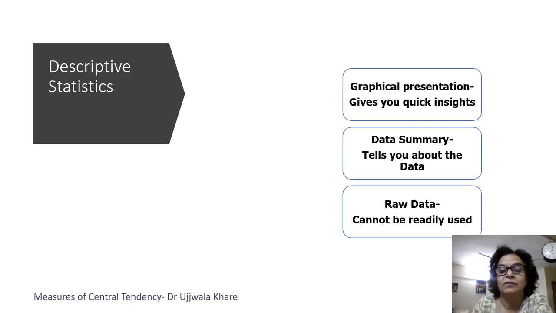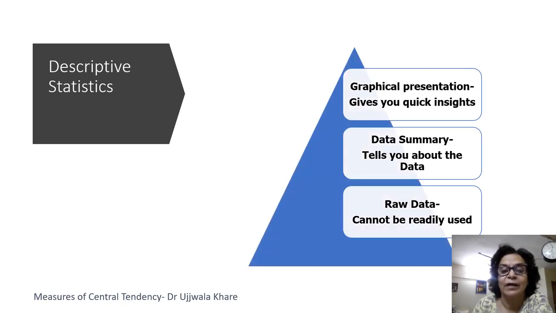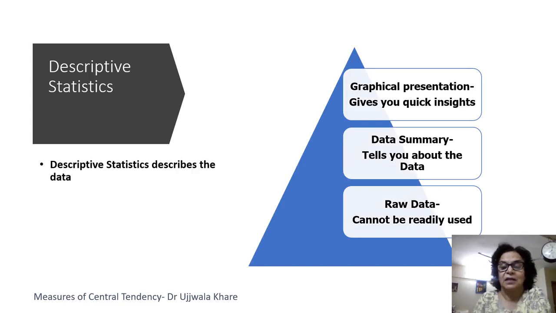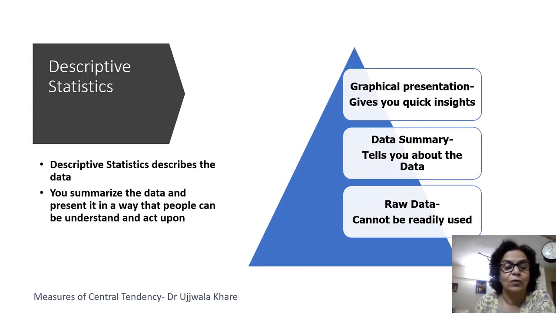And once you have certain graphical presentation like a bar chart or any other method, then it gives you a better explanation. So therefore descriptive statistics is describing the data and you can summarize the data and present it so that people can follow that data.